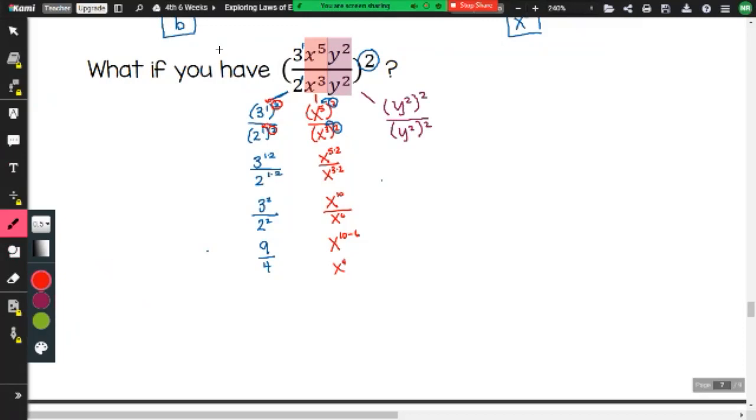You have one base with two exponents. Make sure you multiply the exponents. One base, two exponents, multiply the exponent. So the top part of that fraction becomes y to the power of 2 times 2. Bottom part of the fraction, y to the power of 2 times 2. 2 times 2 gives us 4. 2 times 2 gives us 4. When we divide two powers and they have the same base, you subtract 4 minus 4. 4 minus 4 gives us 0. So y to the power of 0, it will end up canceling out.